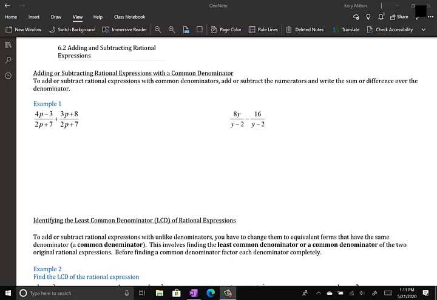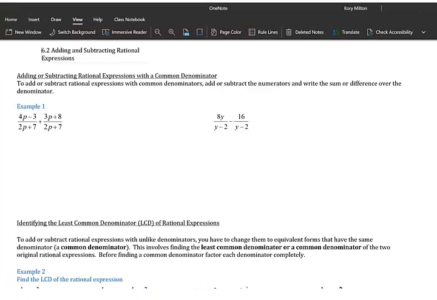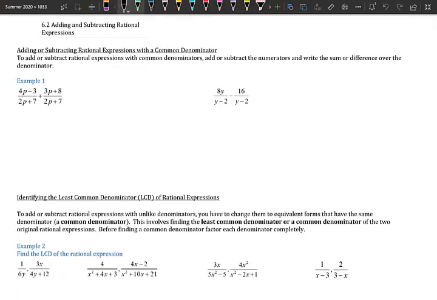6.2, adding and subtracting rational expressions. So in 6.1, we simplified them. Now we're going to add them and subtract them. So we know rational expressions are just fractions with variables. So we're going to treat them just like fractions because that's exactly what they are. So in order to add fractions, we need the same bottom, or as we say, the denominator.